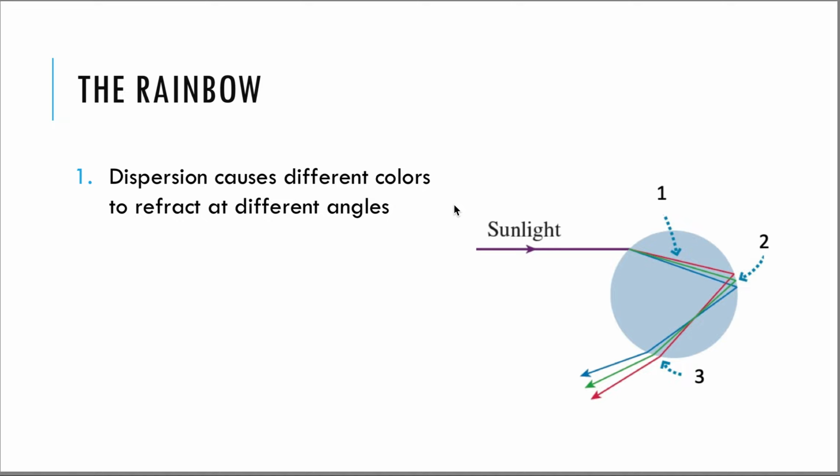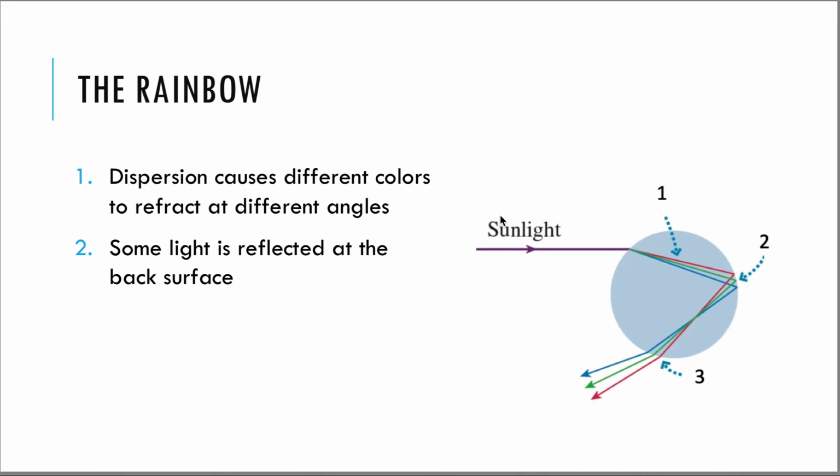So the first step is the fact that the different colors of light are bending at different angles. The first step here is dispersion. Different colors refracting at different angles. You can see that the blue light or the violet light here bent the most.